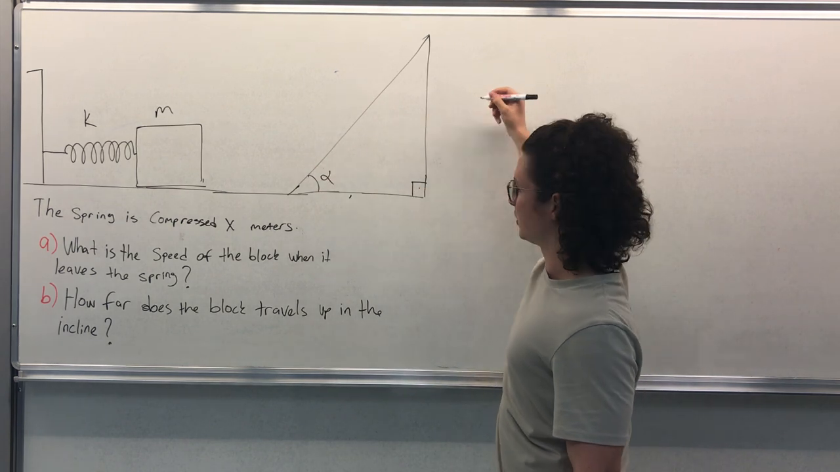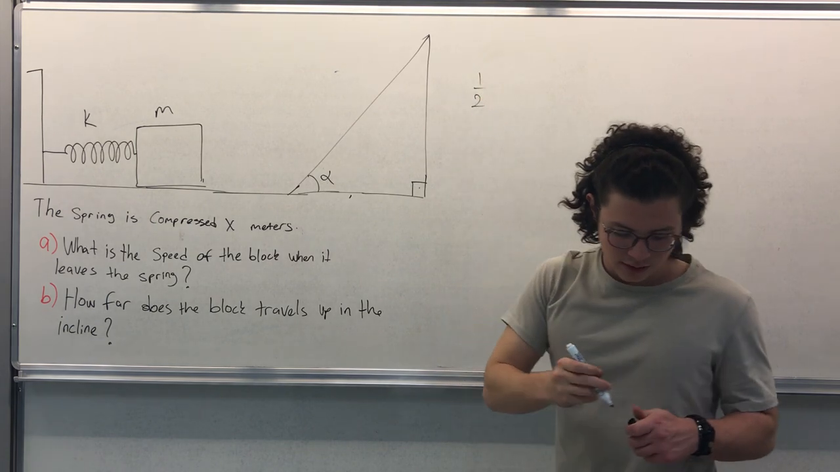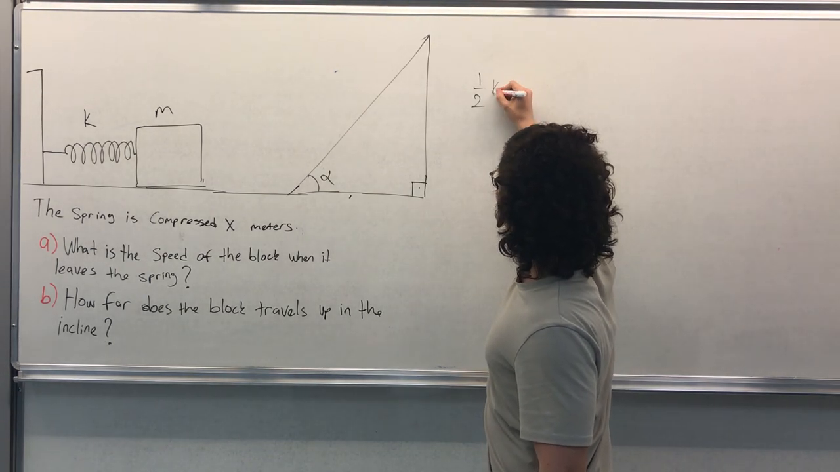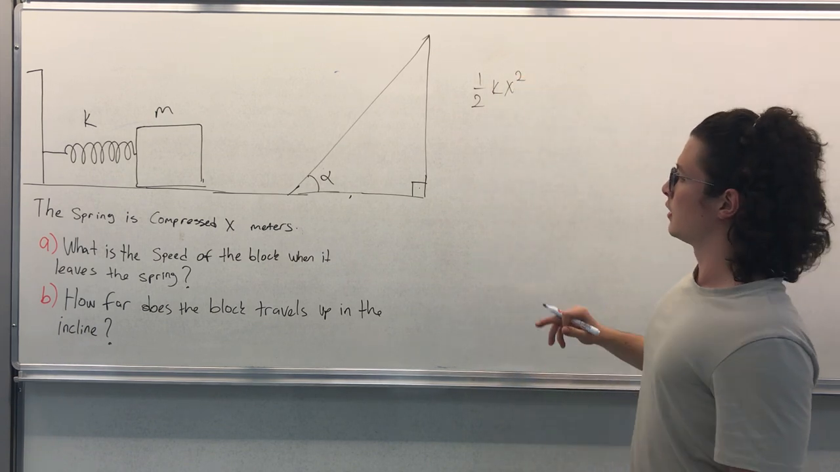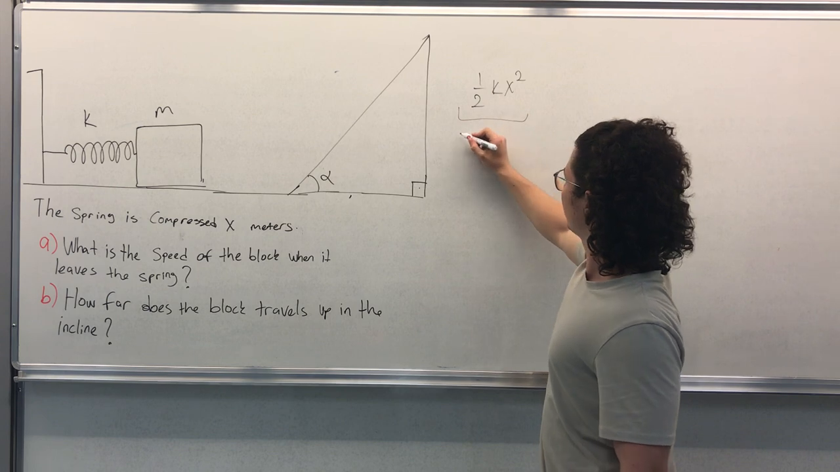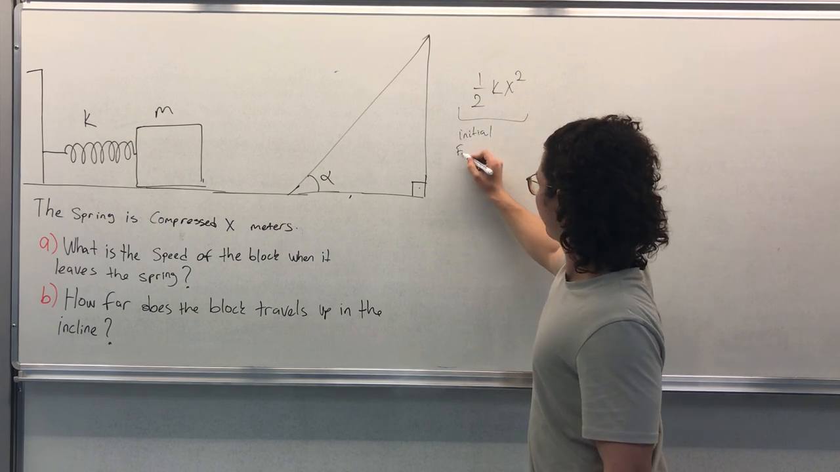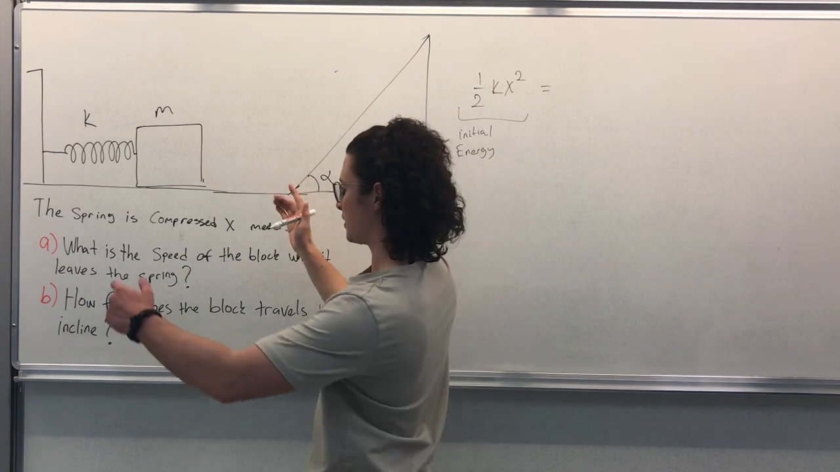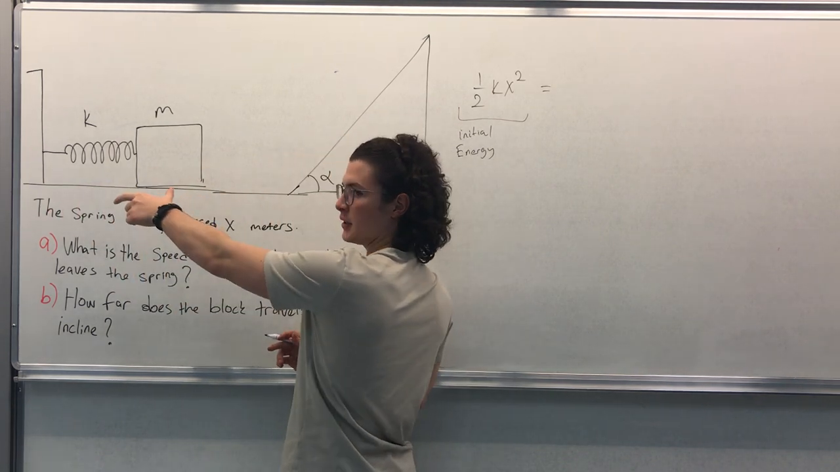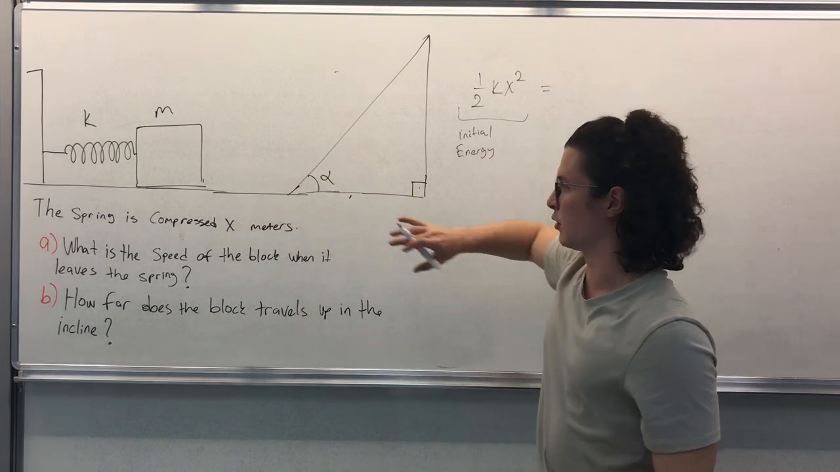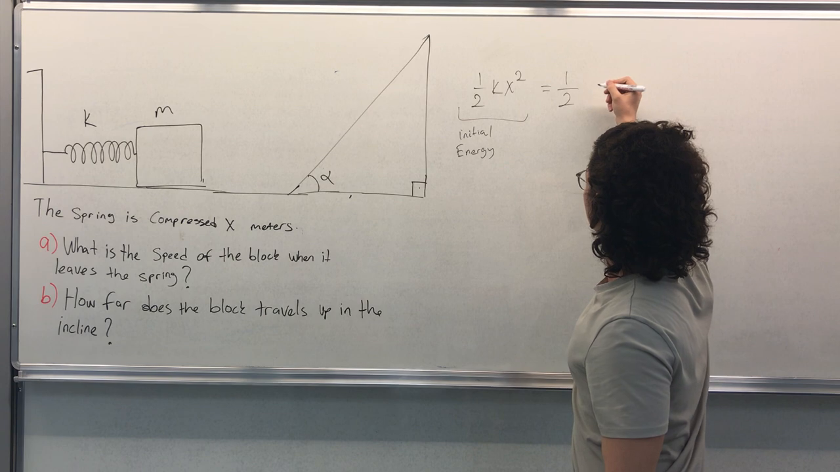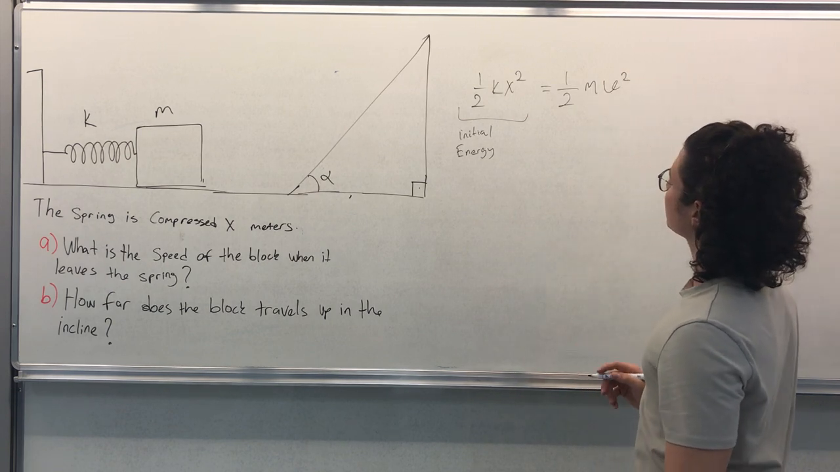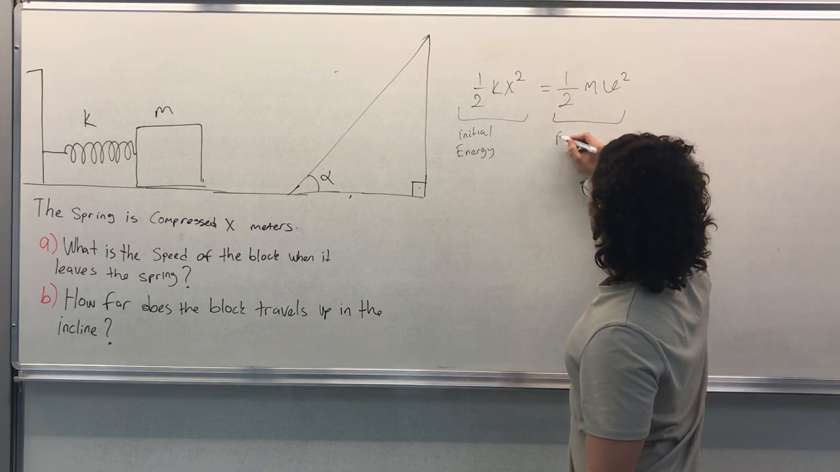The spring's potential energy is 1/2 k x squared. This is the initial energy. It is equal to the final energy. Here in this case, the final energy is when it leaves the spring. So it's the kinetic energy that the object has, and that is shown as 1/2 m v squared. Final energy.